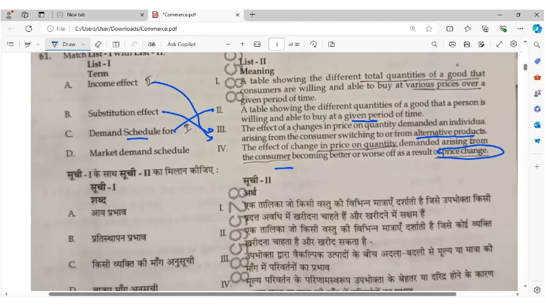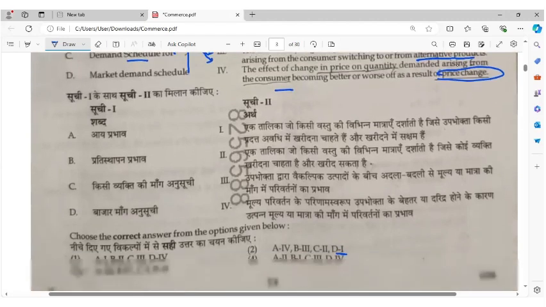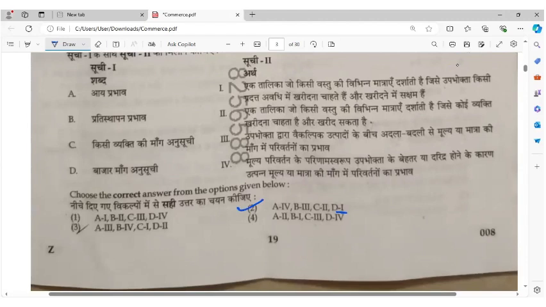It shows the quantity demanded of goods that consumers are willing and able to buy at various prices over a given period of time. So here is a market. You know that D is 1. You can see that only option B is right, that is D having the 1. So you can match this in a very simple way. The second option is right over here.